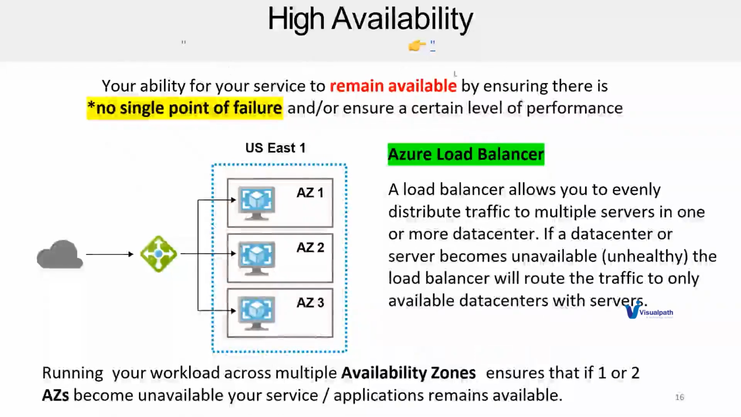I have told you about high availability, right? It is your ability for the service to remain available by ensuring that there is no single point of failure. Can anybody tell me what you mean by no single point of failure? Having more than one access point so that if one goes down, the other one will be available. Yeah, if one goes down, the other one should be available.